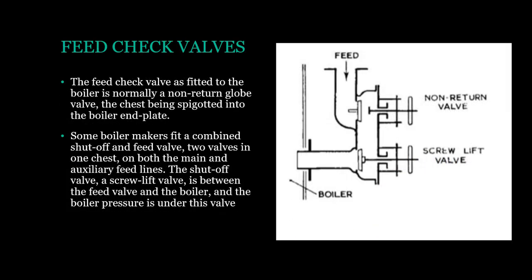The feed check valve as fitted to the boiler is normally a non-return globe valve, the chest being spigot into the boiler end plate. Some boiler makers fit a combined shut-off and feed valve, 2 valves in one chest, on both the main and auxiliary feed lines. The shut-off valve, a screw lift valve, is between the feed valve and the boiler, and boiler pressure is under this valve.